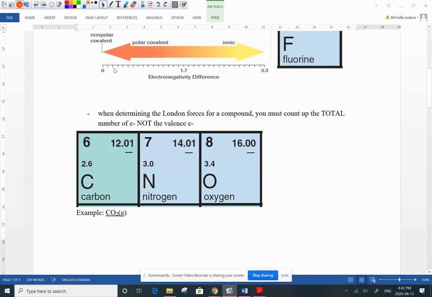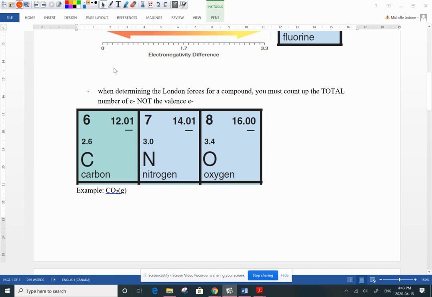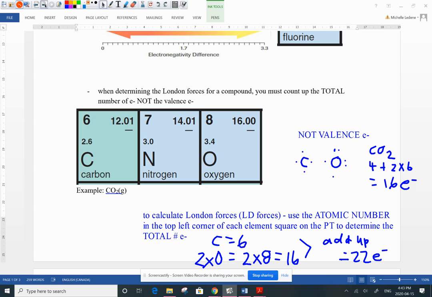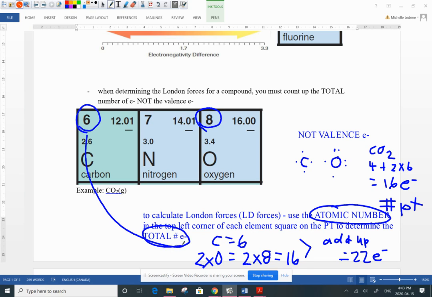The next one is when you're determining the intermolecular force called a London force, you have to count up the total number of electrons, not the valence electrons. So for example, if you're looking at CO2, again, to find the number of electrons, you use the atomic number. Your atomic number is your number of protons. And so like CO2, here's carbon, that's the number of protons. It's an atom, so it's also the number of electrons. And then here is oxygen. So that's how you do this. You are doing the total number of electrons.